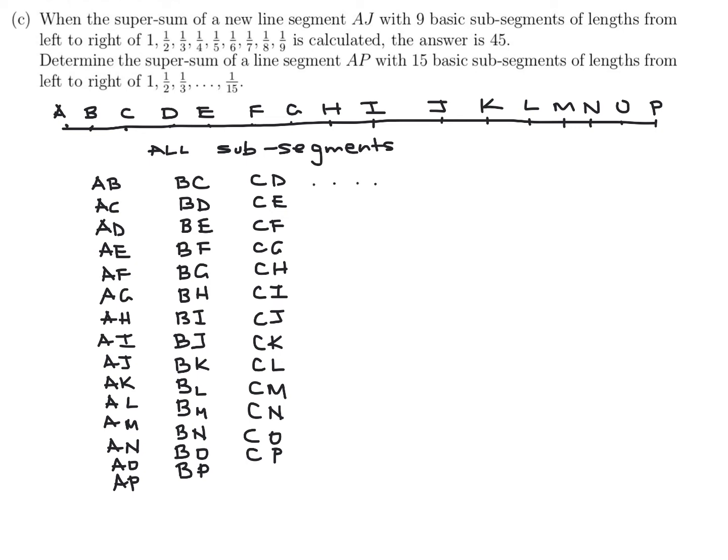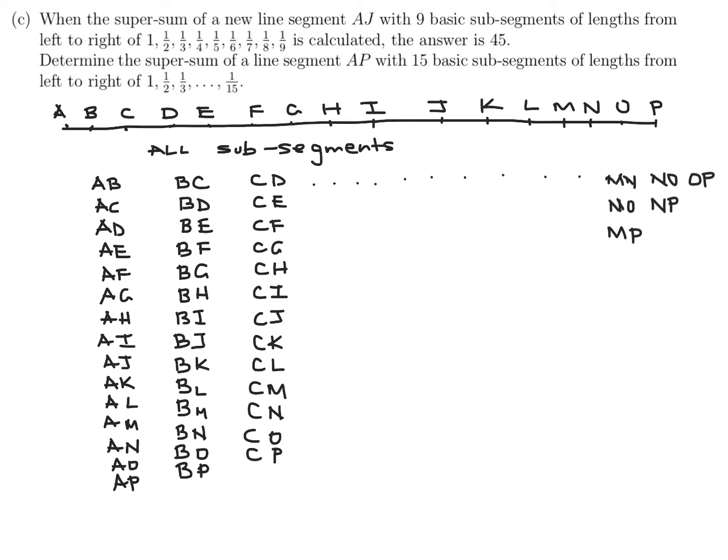And eventually, you're going to get all the way down to the final one, which is just OP. And I guess the second last ones would be NO and NP. The third last ones would be MN, MO, and MP, like that. And then there's a whole bunch in between. Got it? Okay, so there's going to be a lot of those subsegments. I didn't want to write them all out. Now we're going to talk about the lengths.